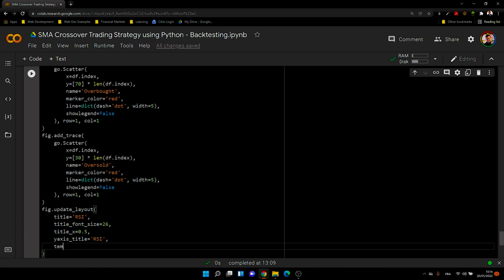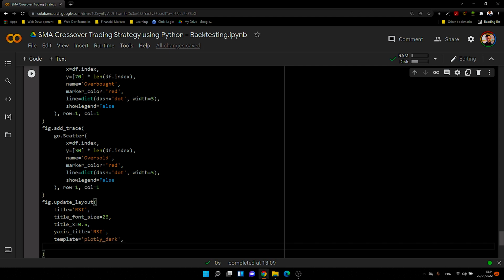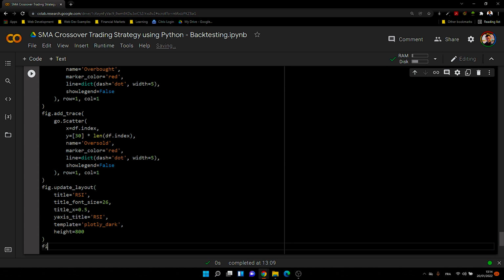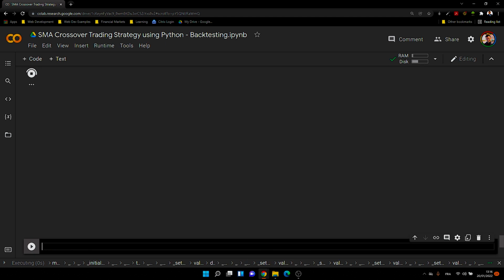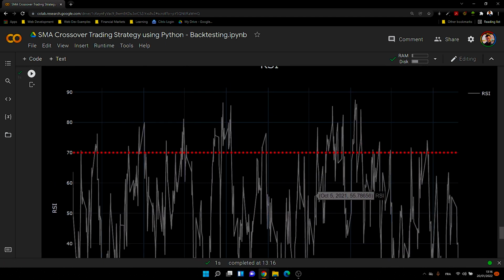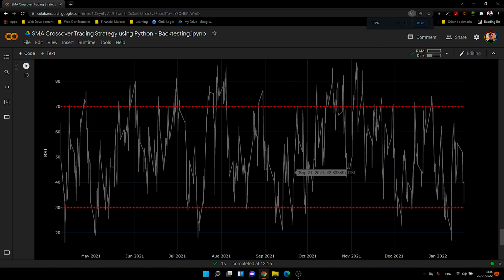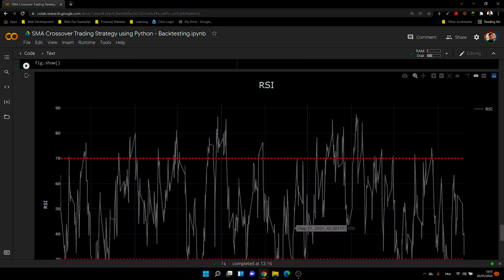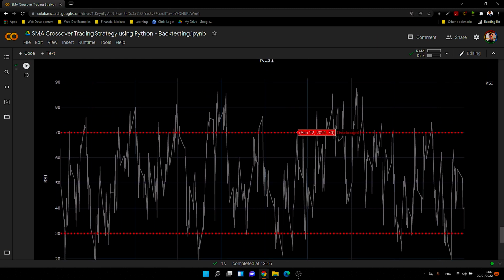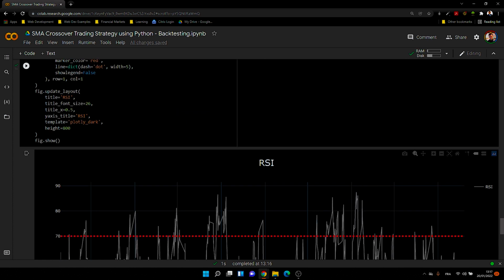title, and we'll choose a template for this plot where we'll say plotly_dark to have a nice dark background, and we'll give a height to our plot of 800. We can finish this by calling our plot, so fig.show, and we execute this. There we go. We have the two dotted lines for the overbought and oversold levels, and it shows us nicely where the relative strength index trend has crossed the oversold and the overbought signals.